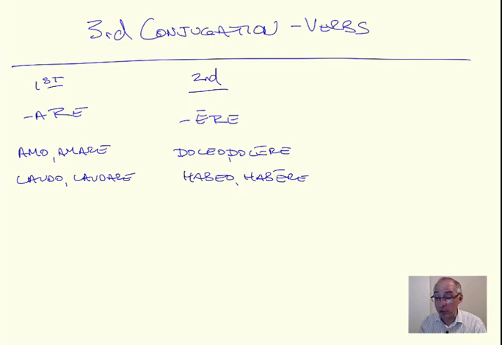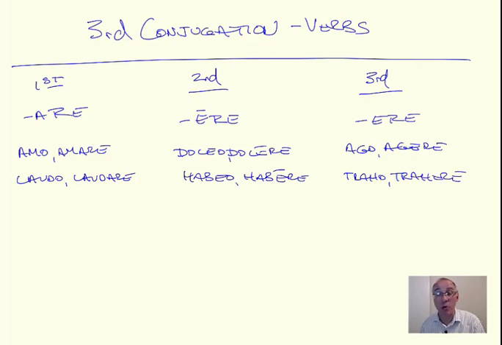And now we're introducing the third conjugation. The hallmark of the third conjugation is a short -ere. And we're going to see words like ago, agere, traho, trahere. And you can see the second principal part ends in a short -ere. Let's look at these in a little more detail.